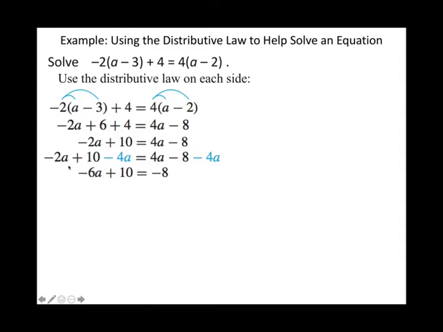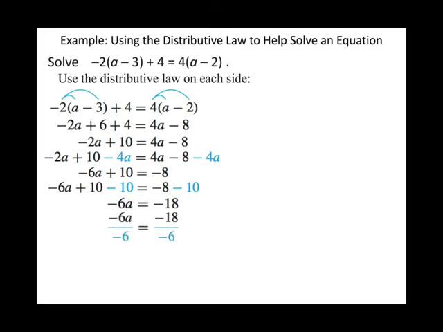Now I want to isolate the -6a here, so I'm going to subtract 10 from both sides. Here, it's going to cancel out. I'm left with -6a equal to -8 minus 10, so that'll be -18. And then I want to get rid of the -6 in here. Since this is a multiplication, I'm going to do the division. I'm going to divide by -6 on both sides. So it cancels out here, and negative divided by negative, you're going to get positive. So a will be equal to 3.